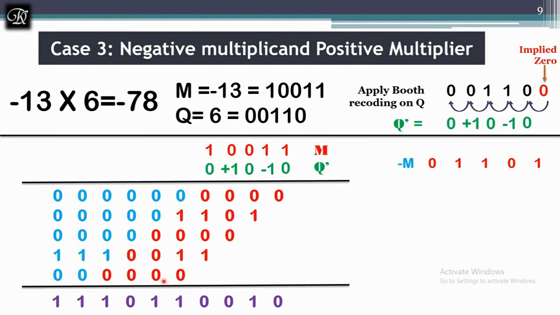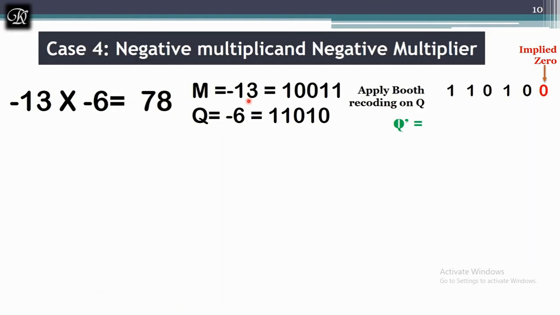Let's see the final case where both the multiplier and multiplicand are negative. When you are multiplying negative with negative, the answer should be positive. But according to the algorithm, first you have to find the 2's complement of the operands when they are negative. So both are negative. I found the 2's complement of m and q and applied the recoding table to get the new q. The new q is: 0 to 0 it is 0, 0 to 1 it is minus 1, 1 to 0 it is positive 1, and 1 to 1 it is 0. Next, let's find the multiplication of m and q.